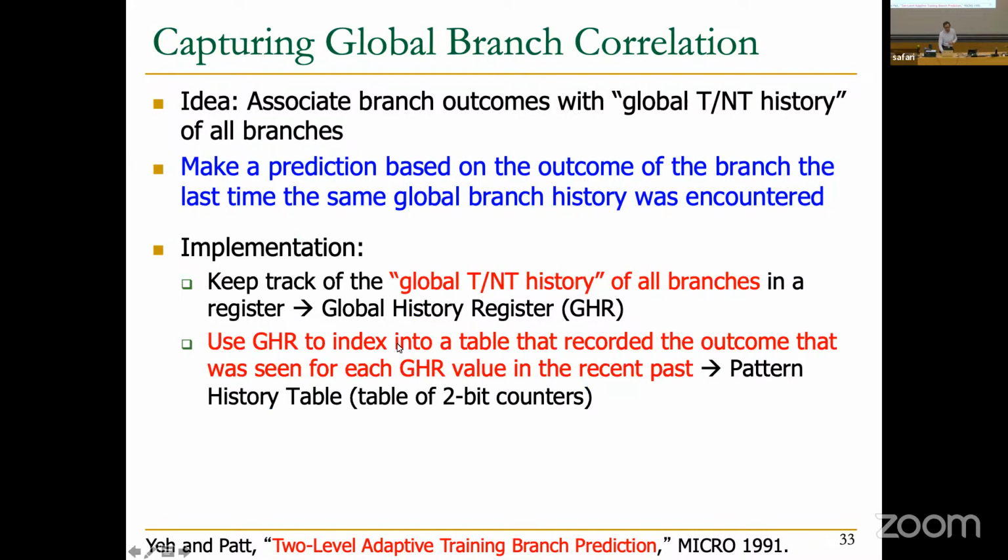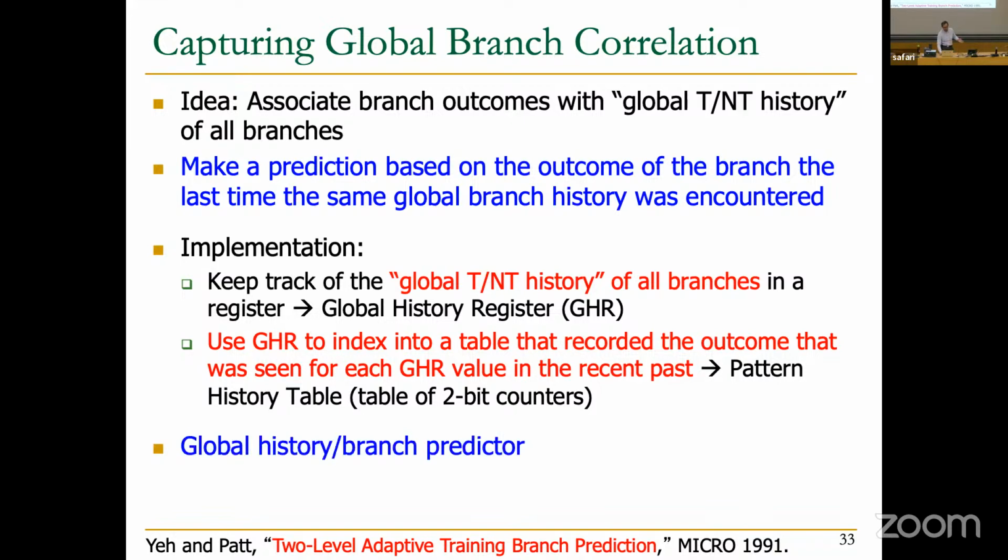And you use this global history register to index into a table that recorded the outcome that was seen for each global history register value in the recent past. This is called a pattern history table. It could be 1 bit again. It could be 2-bit counters to account for hysteresis. Last time I saw this global history, the branch that I'm trying to predict, it doesn't matter what branch it is, I actually had a taken outcome or not taken outcome. Now you can actually have 2-bit history over there also, right? Just like we did for a program counter.